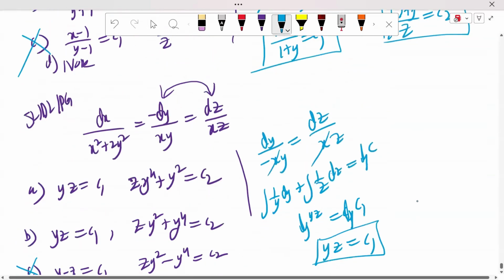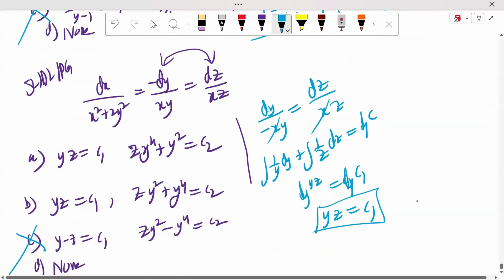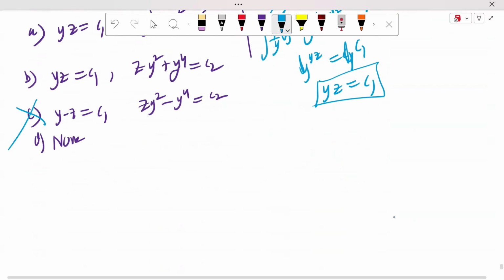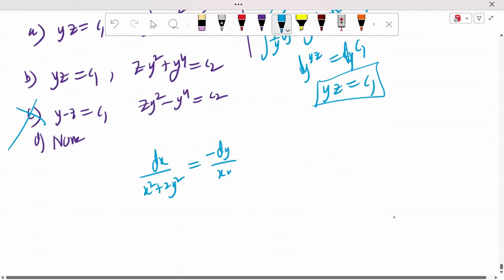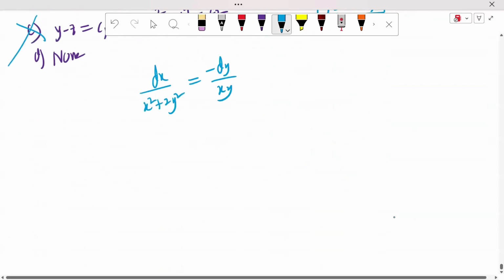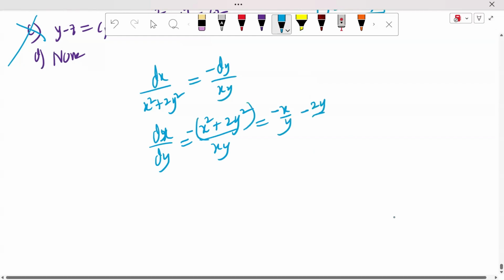So another option, sir. What is the first and second? We take the first and second. What is the first fraction here? dx by x square plus 2y square, it is minus dy by xy. For example, dx by dy is equal to x square plus 2y square by xy. It is nothing but minus of x by y minus 2 by x.